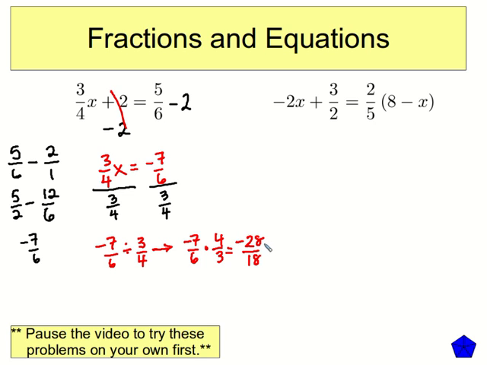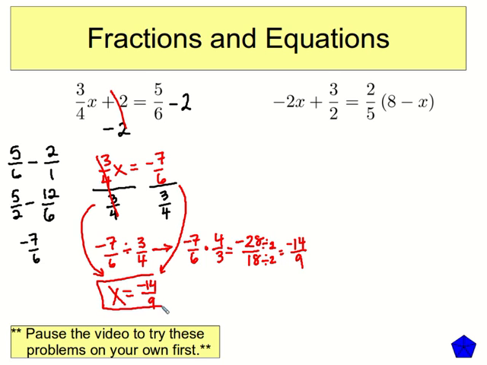28/18. We need to simplify, divide top and bottom by 2 to get negative 14 over 9. We've now finished our problem. X is equal to negative 14 over 9. On the left side, 3/4 divided by 3/4 equals 1, leaving us with x, and 7/6 divided by 3/4 is negative 14 over 9.